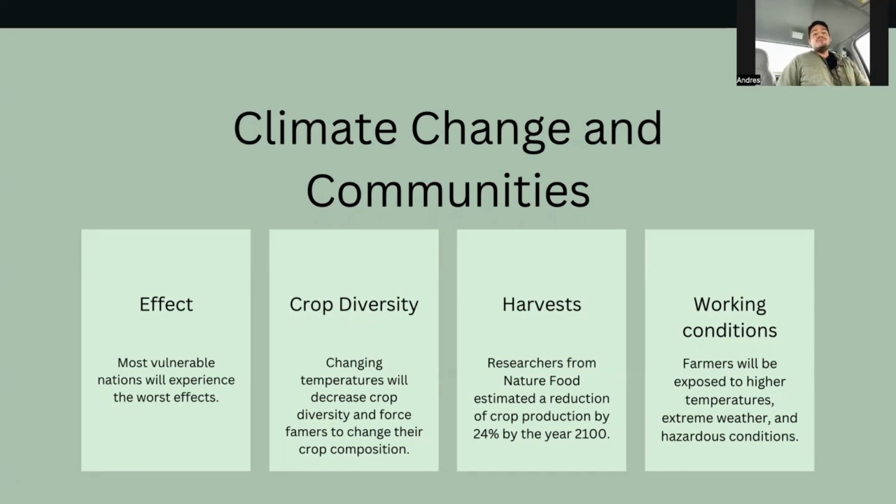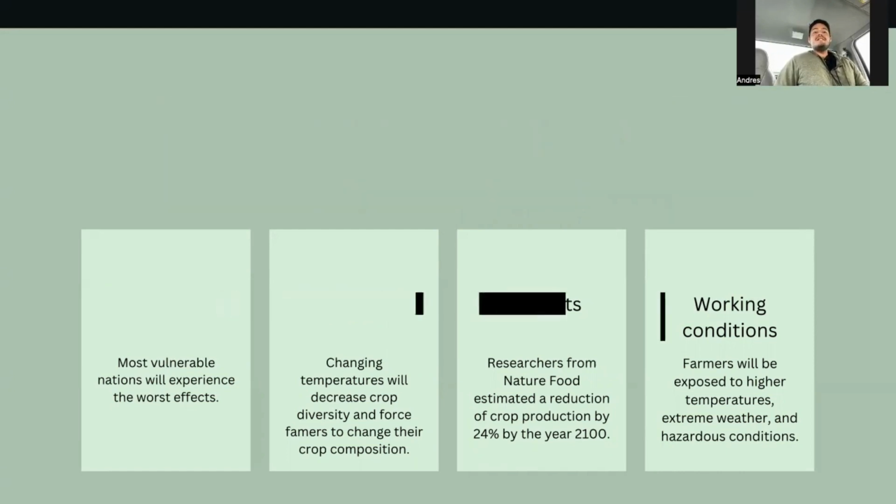It might also reduce harvest worldwide. It is predicted that by the year 2100, harvest can see a decrease of 24% due to climate change. And this will also bring changing working conditions, which will bring more extreme heat, more extreme weather, and exposure to natural disasters, which can become dangerous to a lot of farming communities and workers in the state and worldwide. Next slide, please.